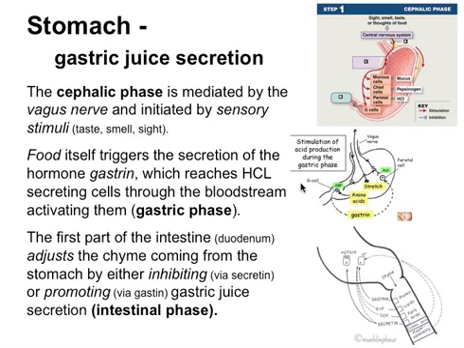The inhibiting hormone that the duodenum can secrete is secretin, and the promoting hormone is more gastrin that gets secreted. So that gets into the physiology of the gastrointestinal system, which is very interesting. It's not that complicated. A lot of it has to do with starting and stopping, and with breaking down the food molecules, and making sure the food doesn't pass too fast or too slow.